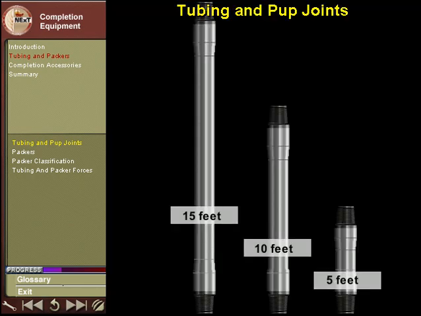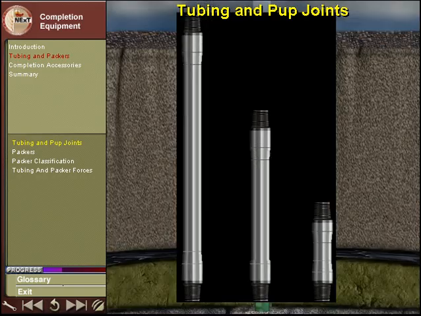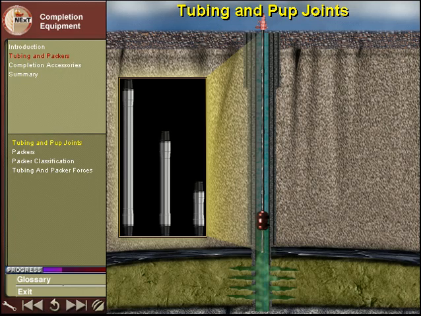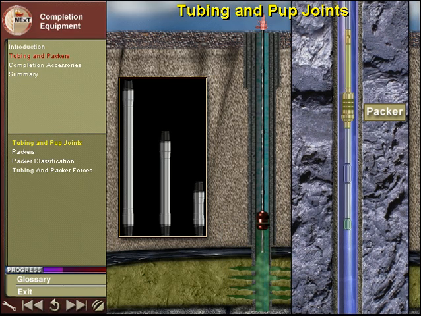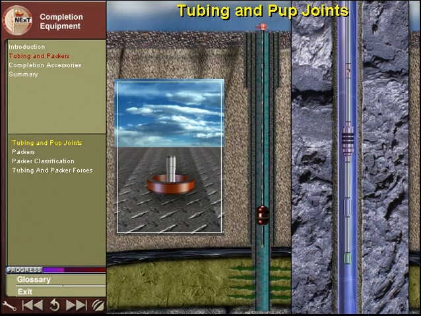Pup joints are less than full-length segments of tubing joints. Pup joints come in a variety of lengths. Pup joints can be placed anywhere in the tubing string. They are used to selectively position various pieces of completion equipment in the tubing string, connect completion accessories below the packer to minimize the length of the tubing tail, and to space out a completion for landing it at the desired well depth.